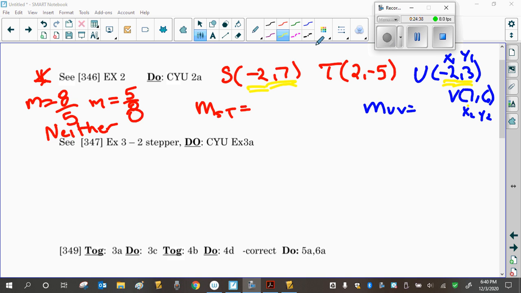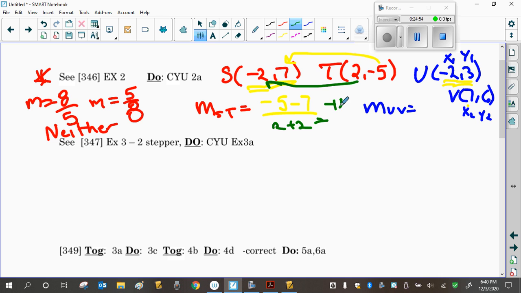Okay, let's do the slope. -2 subtract -5, subtract 7, and 2 plus 2. That equals negative 12 over 4, which equals negative 3.